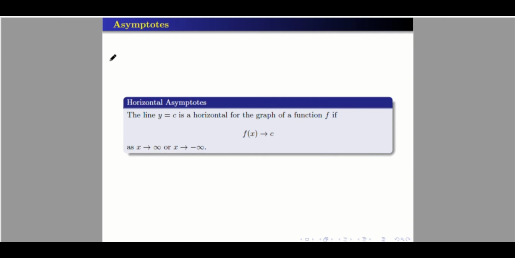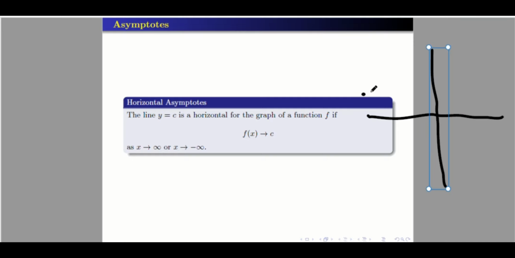Now, let's go to horizontal asymptotes. The line y equals c is the horizontal asymptote for the graph of f if f of x approaches c as x approaches infinity or negative infinity. So again, this is an asymptote. Say for example, we have here y equals c. Now this is our y-axis, and the broken line is y equals c. As x approaches positive infinity or negative infinity, f of x approaches c. So this is our c, and the graph will approach c.